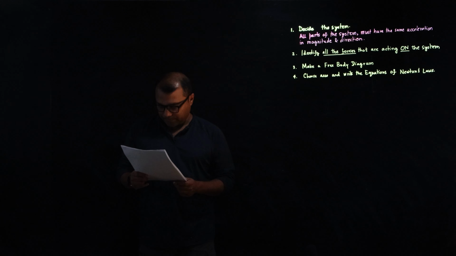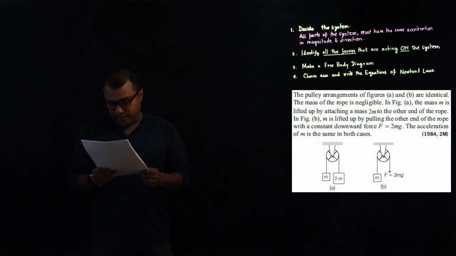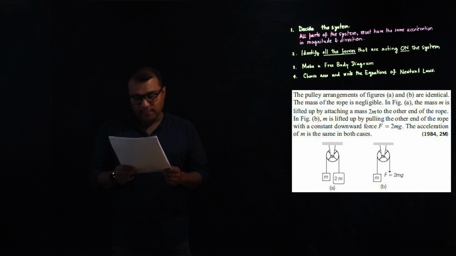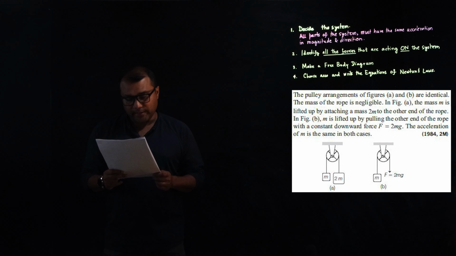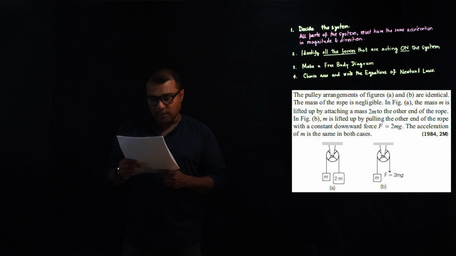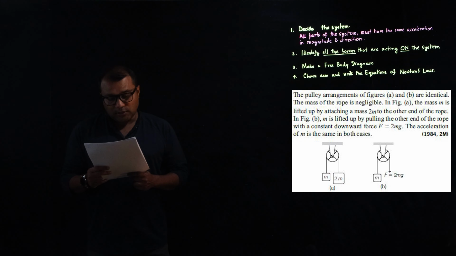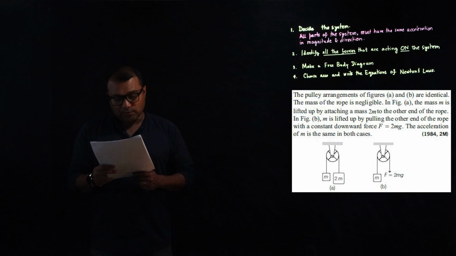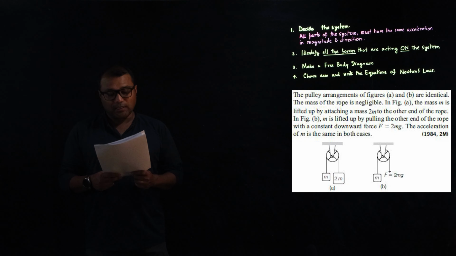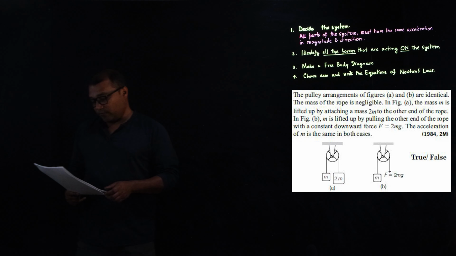Okay, next question. So it says the pulley arrangements of figure A and B are identical. The mass of the rope is negligible. In figure A, the mass M is lifted up by attaching mass 2M to the other end of the rope. In figure B, M is lifted by pulling the other end of the rope with a constant downward force F equals 2mg. The acceleration of M is the same in both cases. Is it true or false?